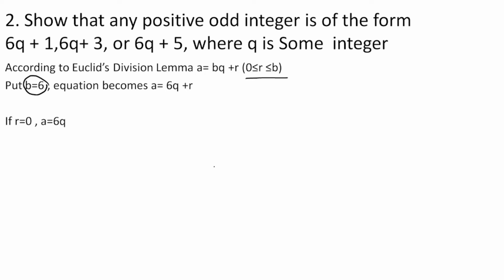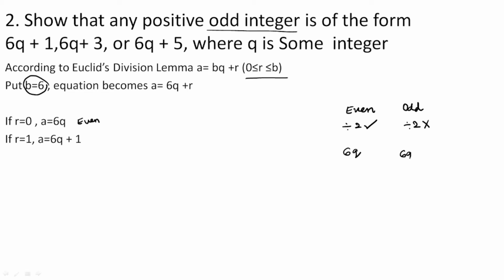Starting from 0, if r equals 0, a will be equal to 6 multiplied by q. Now let's check whether 6q is an even number or an odd number, as the question asks us to verify that an odd integer is in the form of the expressions given. If something is even, it has to be divisible by 2, and if something is odd, it is not divisible by 2. When you consider 6q, 6 being divisible by 2 means that 6q is an even number. And a equals 6q plus 1 when r equals 1.